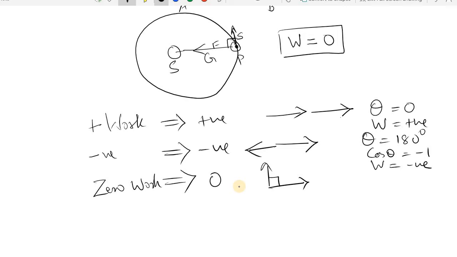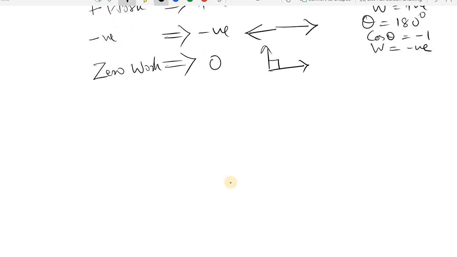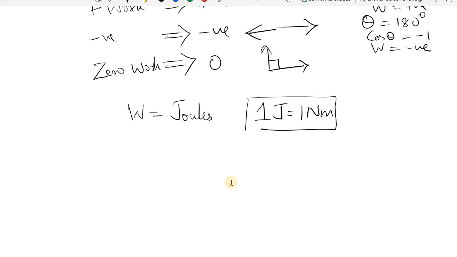Now, what is the unit of work? The unit of work is joules. 1 joule equals 1 Newton meter. So 1 joule can be defined as the work done on an object if a force of 1 Newton acting on it causes a displacement of 1 meter in the direction of the force.